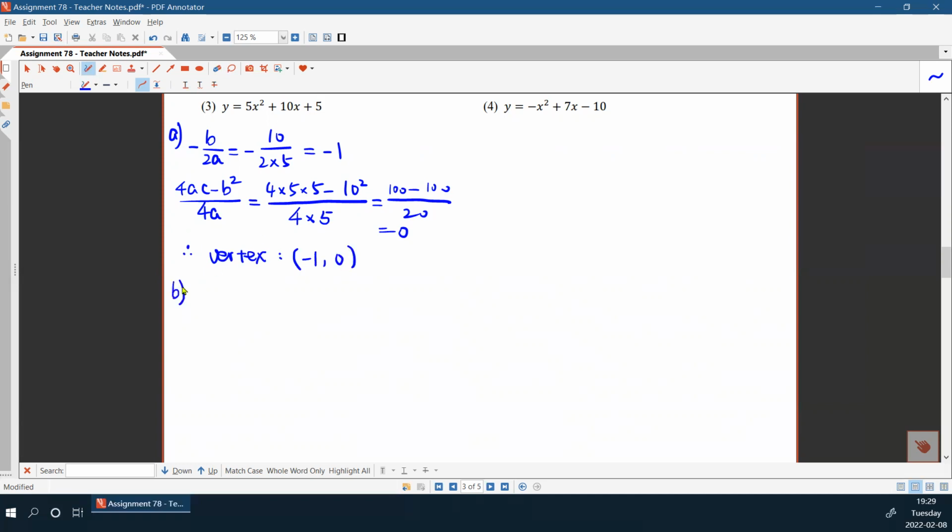Okay, the direction of opening. Let's check the leading coefficient. The leading coefficient is 5, which is greater than 0. Therefore, it opens up.